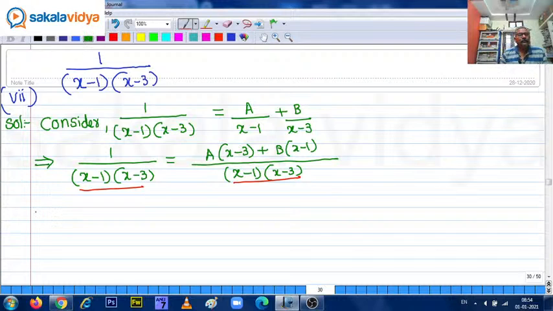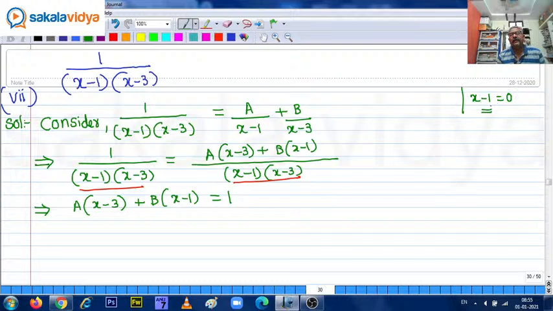So we get now a times x minus 3 plus b times x minus 1 equals 1. Now we need to suppress this x minus 1. How could you suppress? You know the method. That is, x minus 1 is equated to 0, so that we get x equal to 1. So that means put x equal to 1.